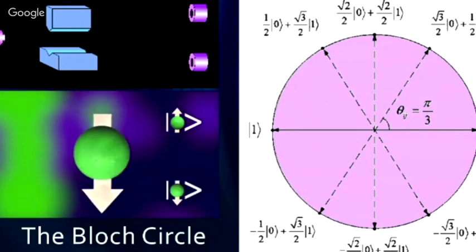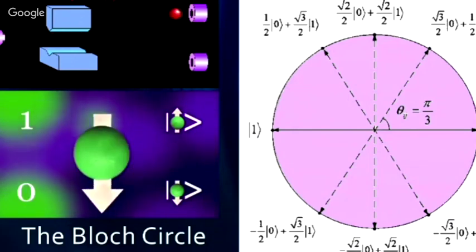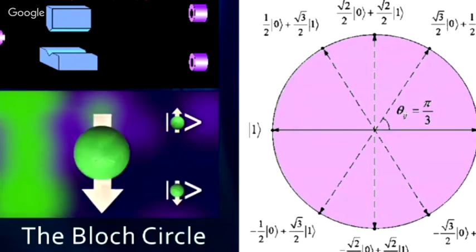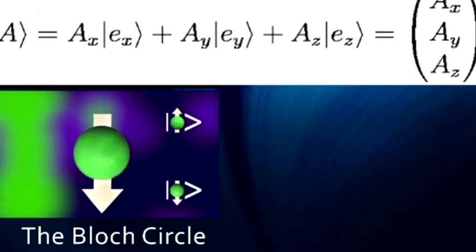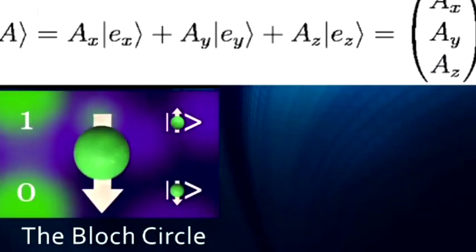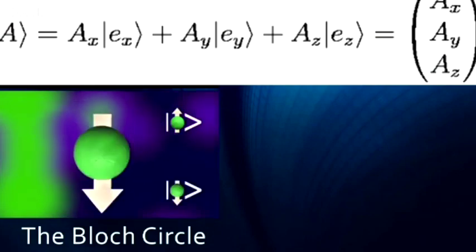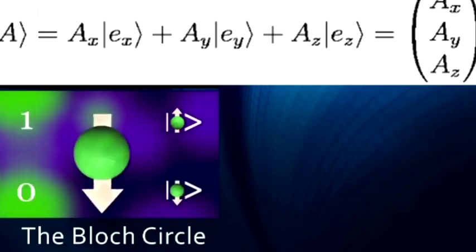So now I have to break some news to you. I actually lied. There's no such thing as the Bloch circle. It's called the Bloch sphere. So we actually use this kind of notation. It's called Dirac notation or Ket-A notation.